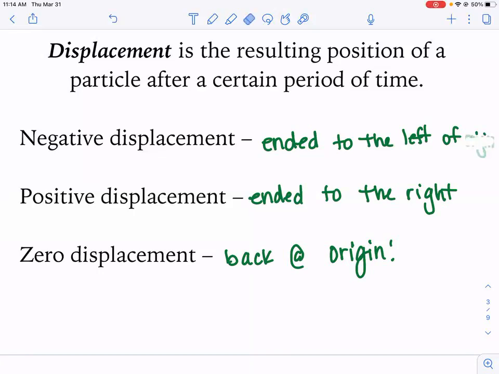Now I'm going to erase origin, and instead of origin, it's going to be where we started. Okay, if I started here and I go right and the left and right and left, then our displacement is always going to be with respect to where we started. Does that make sense? More sense than origin? Okay.